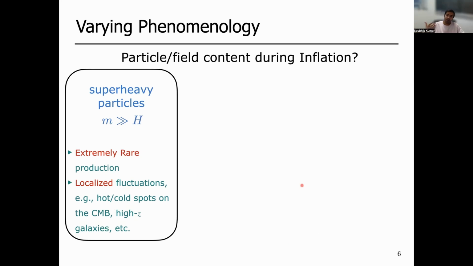You can also think about very, very heavy particles whose masses are much, much larger than the inflationary Hubble scale. Because their masses are so large, they are produced very rarely. But if there is a coupling to the inflaton field, then these particles can basically create a drag force on the inflaton and modify or deform the space-time metric in a very localized fashion. So you have a bunch of localized overdensities that can give rise to hot or cold spots on the CMB, and it can also give rise to high-redshift rare galaxies.